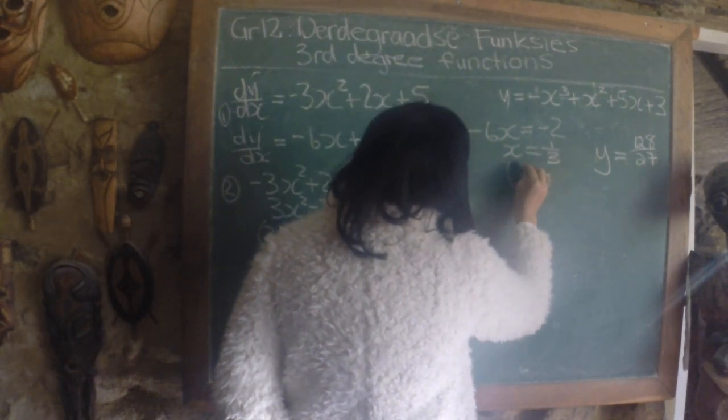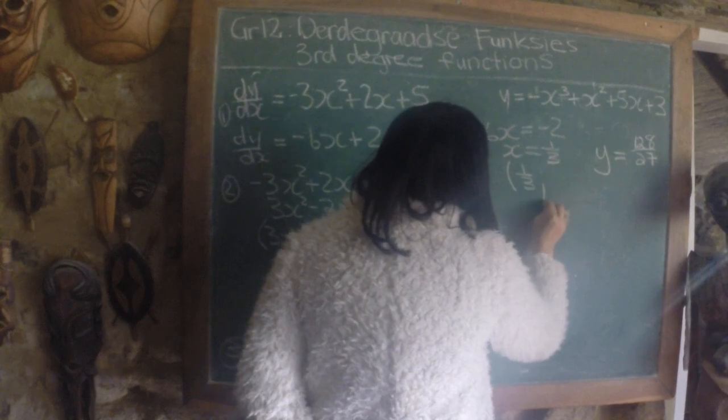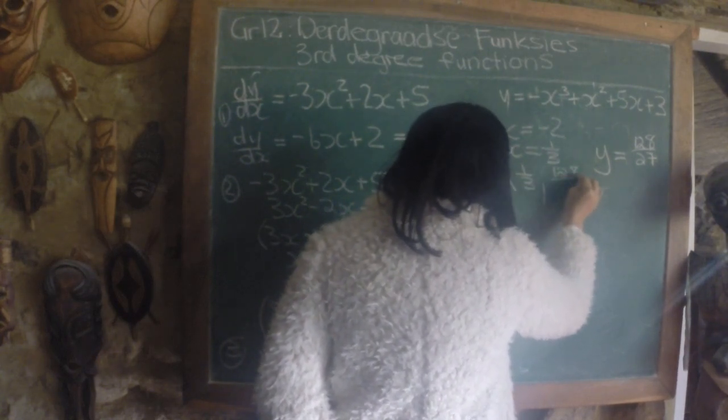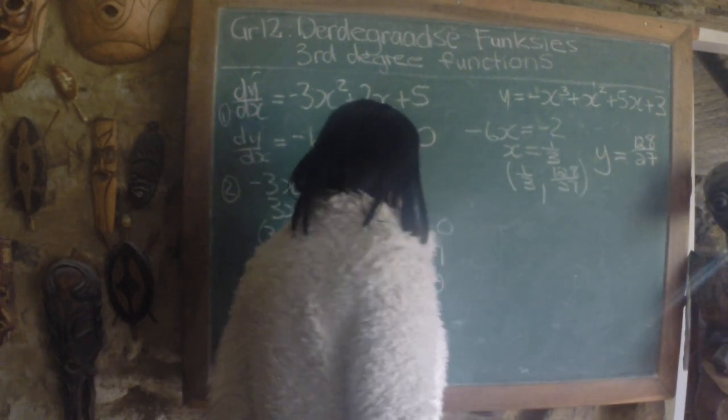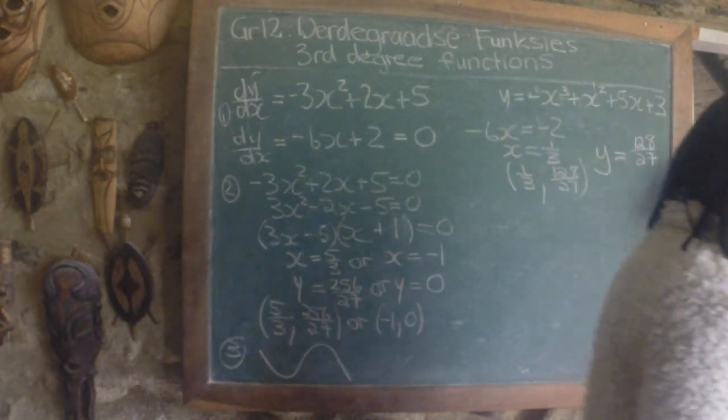So my buigpunt, the point of inflection is 128 on 27, your y value and your x value a third. That's your point of inflection.